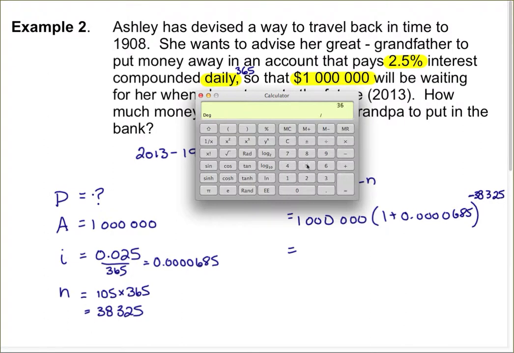0.025, I'm going to divide that by 365 to get this number. I'm going to add 1 and hit equals. Now I'm going to raise it. There, that's what I forgot to press, the exponent button. And I'm going to put 38325, but it's negative, hit equals. And I'm going to multiply it by $1 million, which is 1 with 6 zeros. So we have to have $72,446.27.